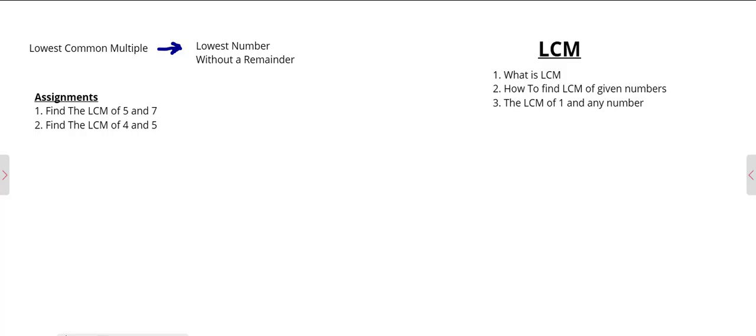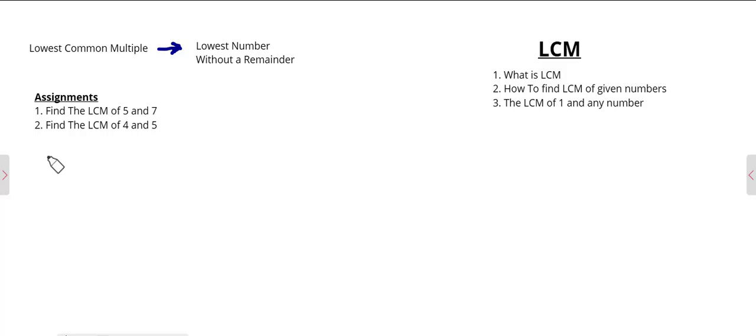So in our previous video we treated LCM of two given numbers, and after class we had two assignments, which were one to find the LCM of 5 and 7, and the second one to find the LCM of 4 and 5. Though I asked you to drop your answer, it will be good if we provide the solution to our assignment. That way you know if you got it correctly or not.